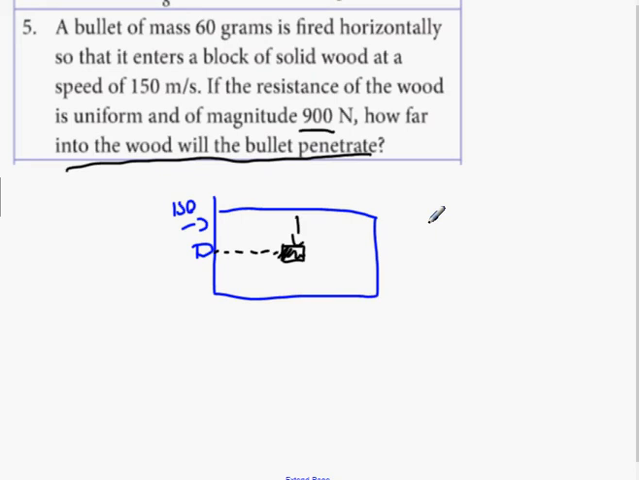Alright? So what we're going to do here, okay? Look at the forces on the bullet.